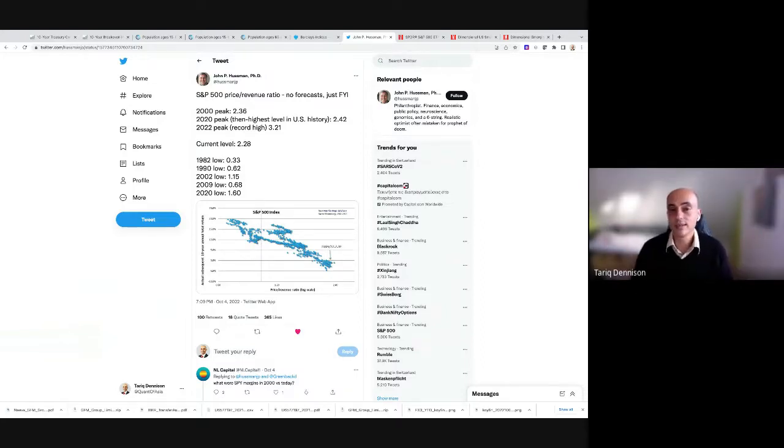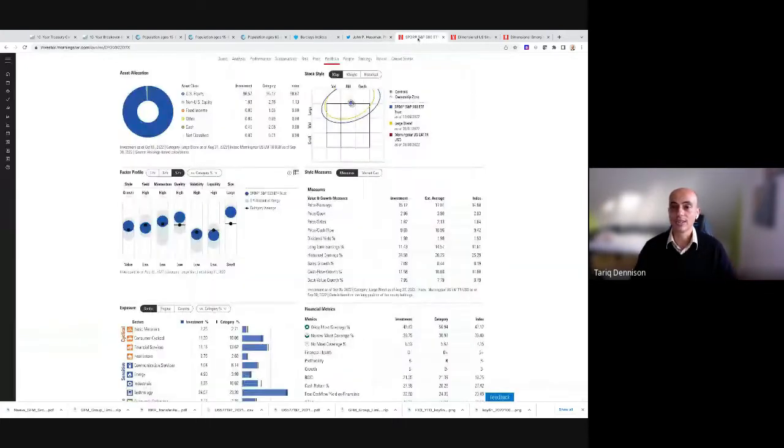Not rocket science, but what this particular tweeter was pointing out was that on the day that he tweeted this, that ratio for the S&P 500 was 2.28, which has historically corresponded with a 0% rate of return over the next 10 years. In other words, implying a possible lost decade for US stocks over the next 10 years. Something to consider as well in terms of, do you want to allocate to the US versus other markets?